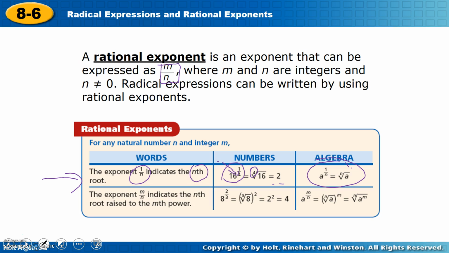Now let's add a numerator here. So let's look over here. We have 8 raised to the 2/3 power. Our m in this case is the 2, and our n is the 3. So remember, going back up here where we had 1 over the n, that nth term. So in this case, the 3, we have a cubed root. So we have the cubed root of 8 squared.